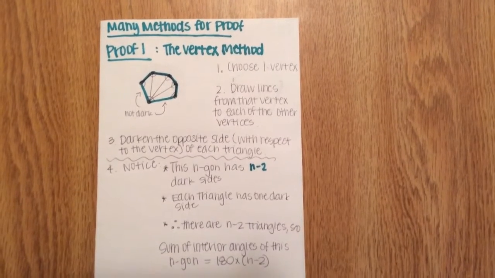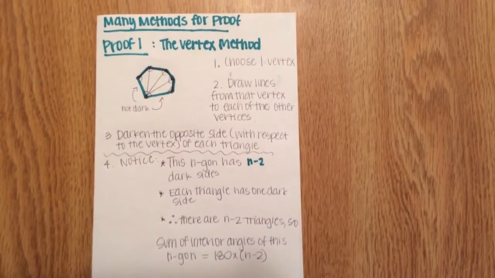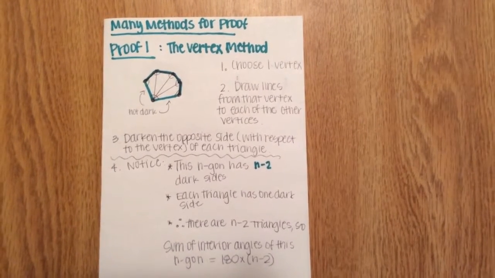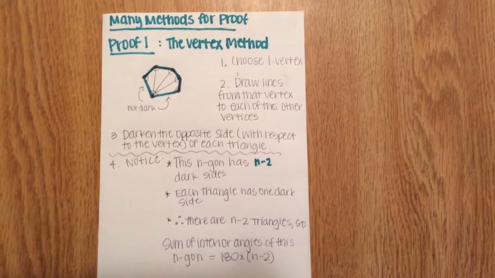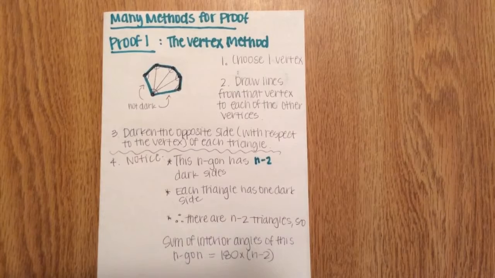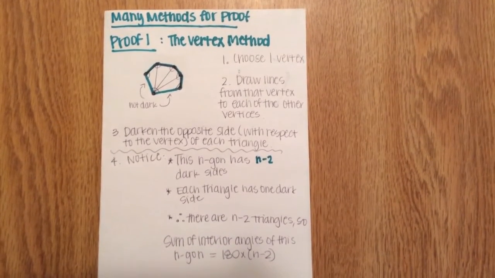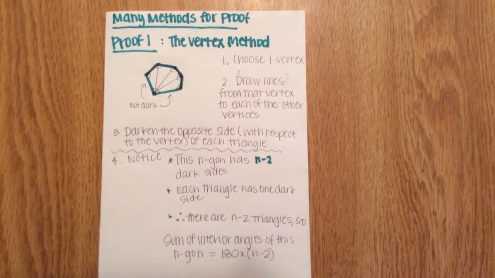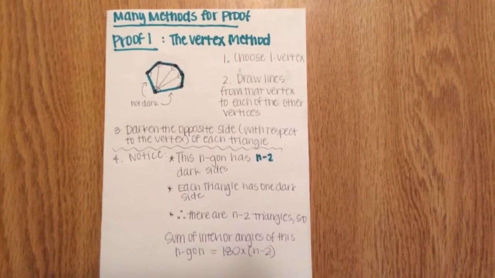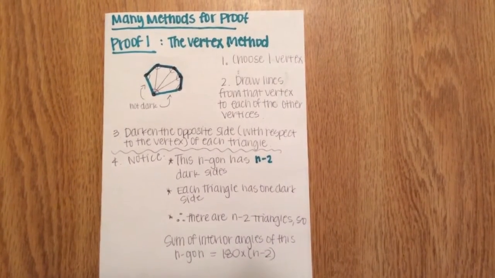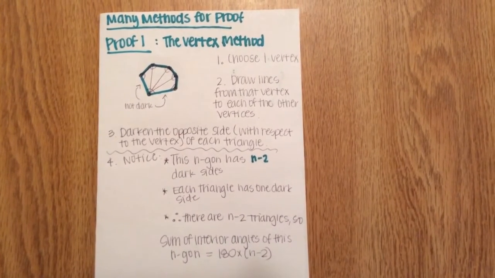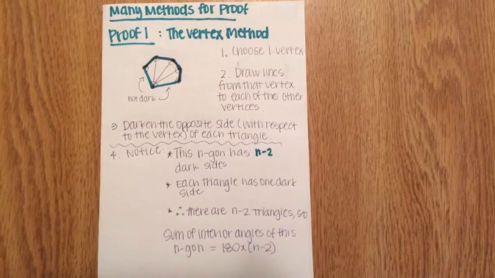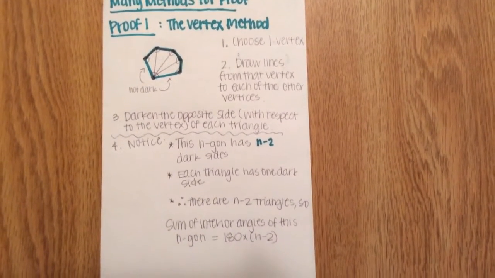The first thing we're going to do is choose one vertex. I chose the one at the bottom left, right where it says not dark. And then we're going to draw lines from that vertex to each of the other vertices, which is where the sides connect. And then I darkened the opposite sides with respect to the vertex of each triangle. So as you can see, I colored in black the opposite sides of each triangle with respect to that vertex.